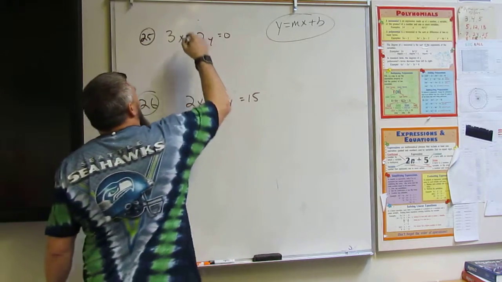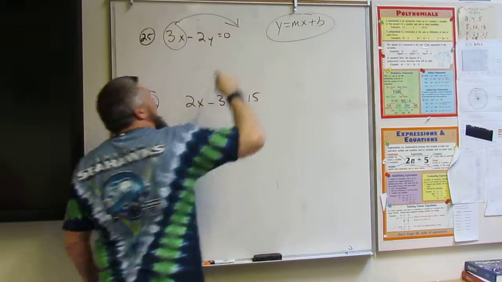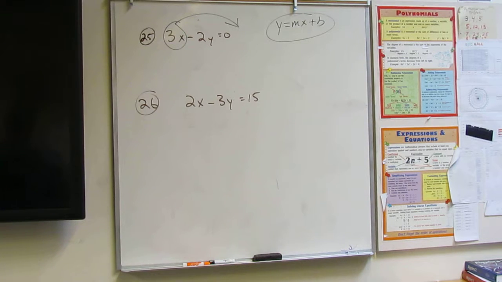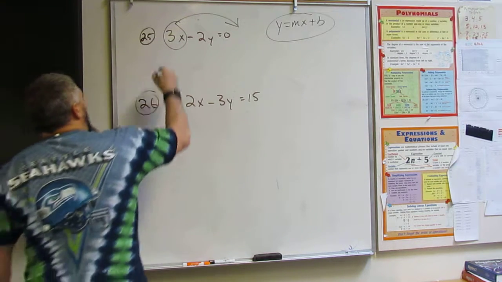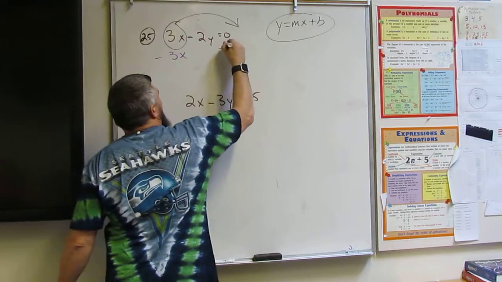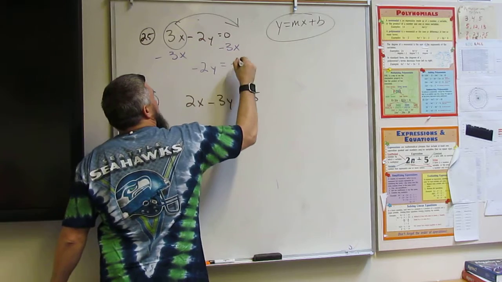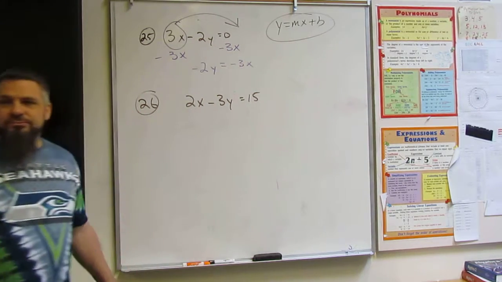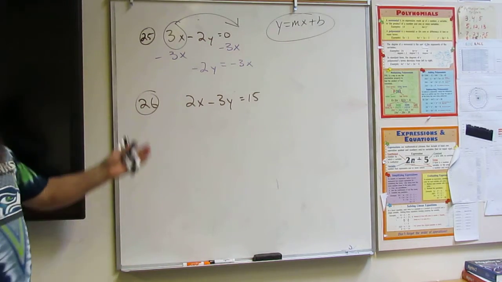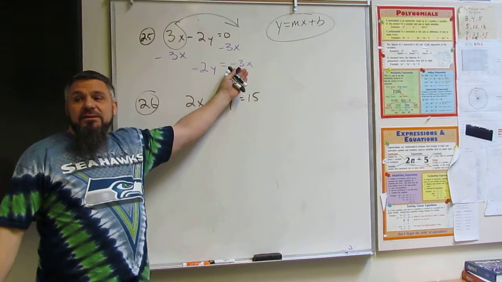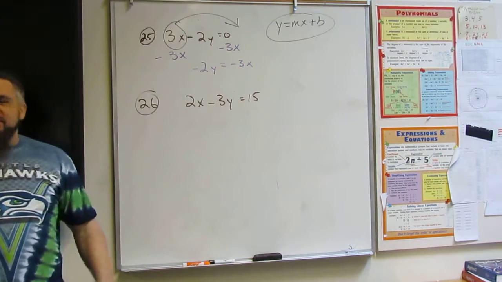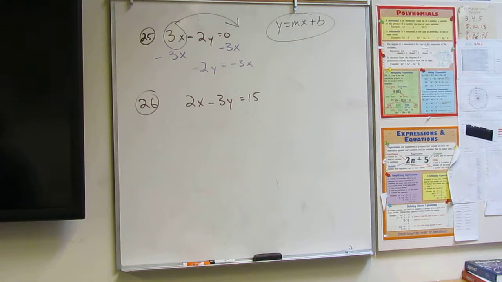Move this to the other side. If I do that, I can just change the sign. That's the cheat way, right? Or you can subtract 3x and subtract 3x. And what do I get? Negative 2y is equal to negative 3x, right? So you choose. You want to take this and make it the opposite sign, or do you want to subtract it from both sides? It's up to you. Either way works.